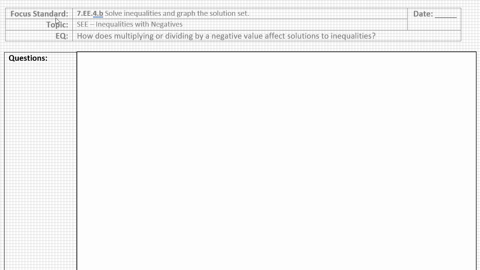Our focus standard for this lesson comes from grade 7, Expressions and Equations, Standard 4B, Solve Inequalities and Graph the Solution Set. Our topic comes from Simplifying Expressions and Equations, Inequalities with Negatives. Our essential question is, how does multiplying or dividing by a negative value affect solutions to inequalities?